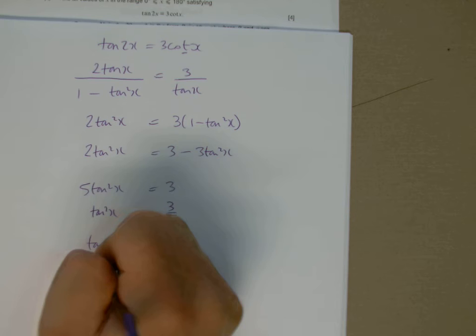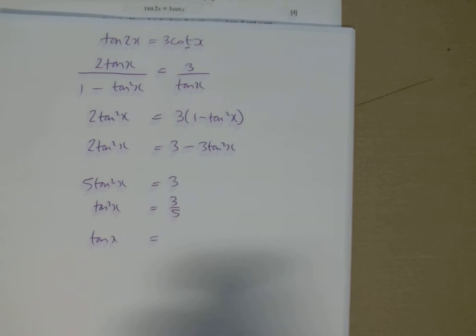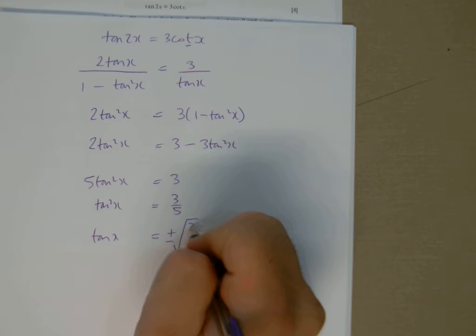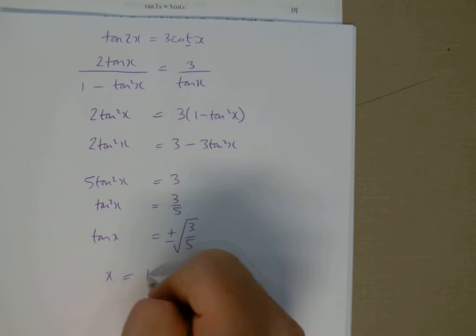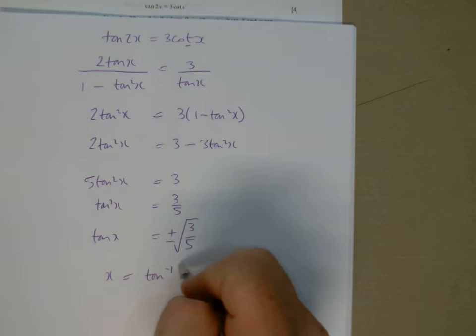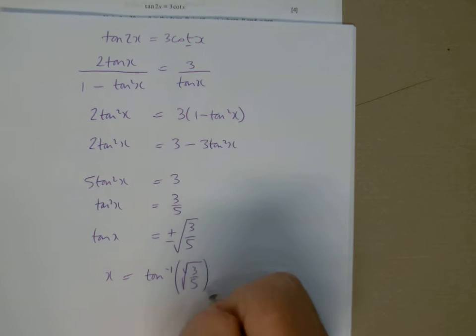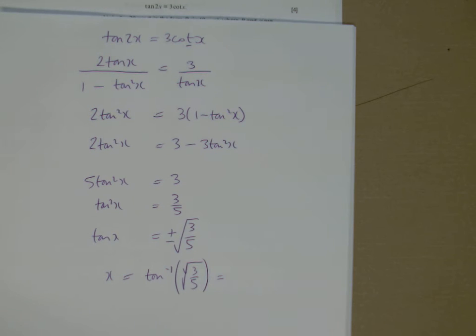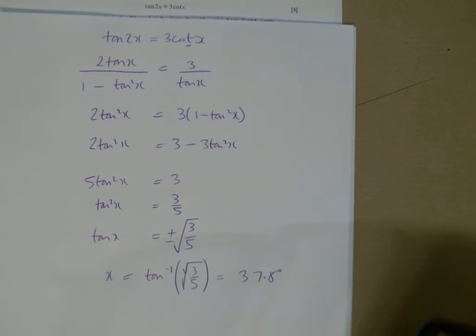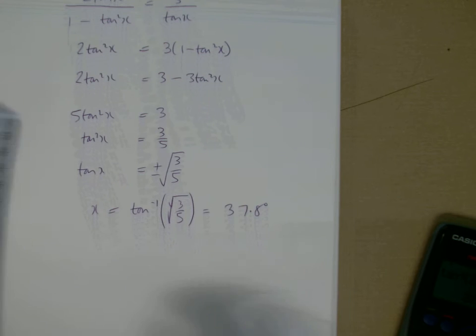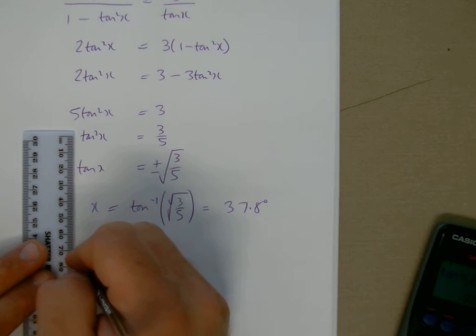And then, of course, I want tan x. That's tan squared x, so I need a square root. But when I square root, of course, I need to do plus or minus. Like that, right? So if I've got plus or minus, all I need to do is take the positive one, because then I can use symmetry to work out the minus one. So if I do that on my calculator, in degree mode, I get out 37.8 degrees, right?